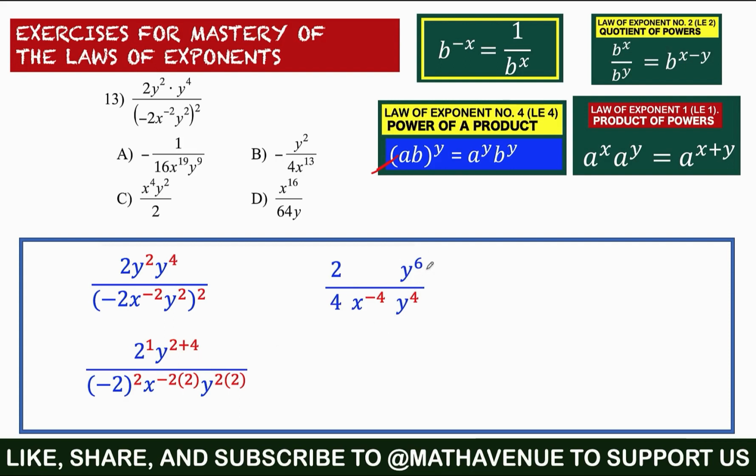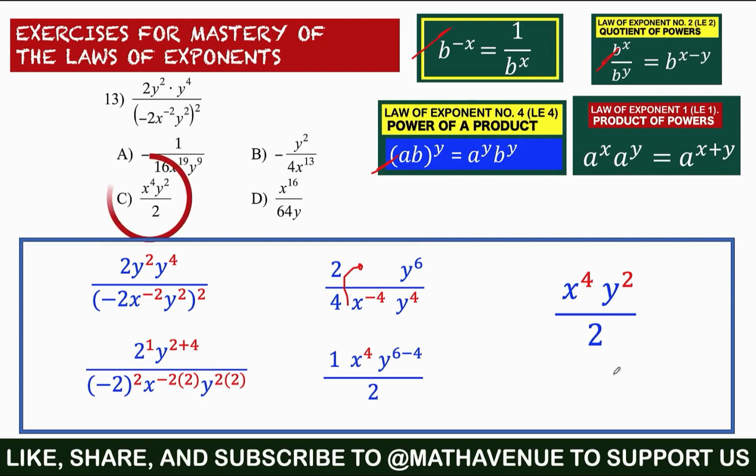Turns out y to the 6th and y to the 4th are those 2 factors. Then this x to the negative 4th can be written in positive exponent if we are going to put this in the numerator, applying this law. So this is now the result. We subtract 6 minus 4, applying law of exponent number 2, and 2 over 4 is simplified as 1/2. And simplifying, we now have y to the 4th, y squared, divided by 2, which is letter C.